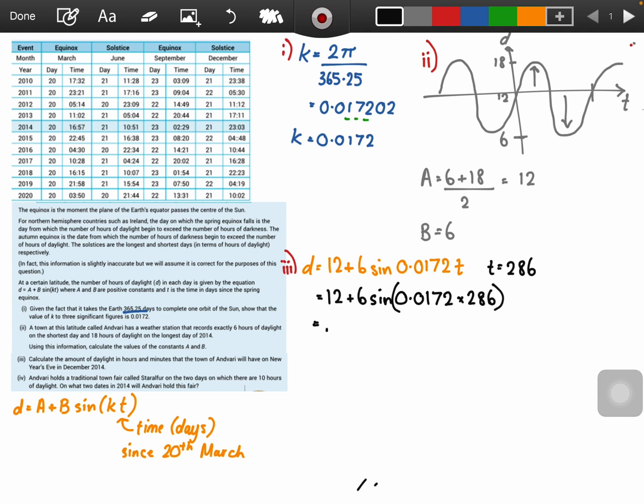So it is 6.1278571. Now it asks for it in days and minutes. So I'm going to press the days and minutes button in my calculator. It's just below the square root button.